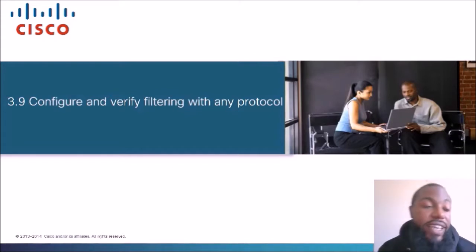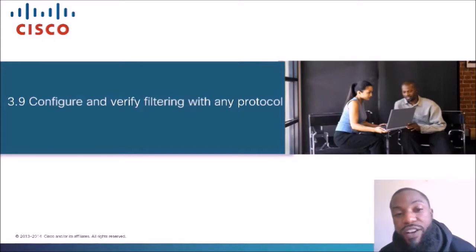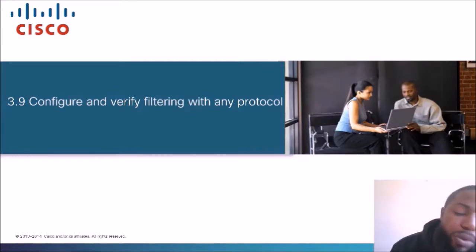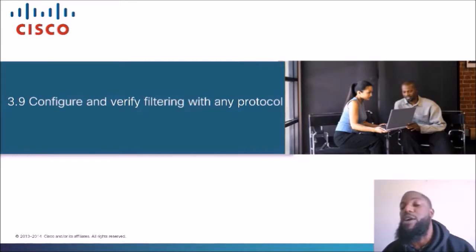And today's topic is Section 3.9, Configure and Verify Filtering with Any Protocol. This is a topic in the CCNP ROUTE exam, code 300-101, version 2.0. Let's head over to the blueprint to take a look at where we came from and where we are headed.